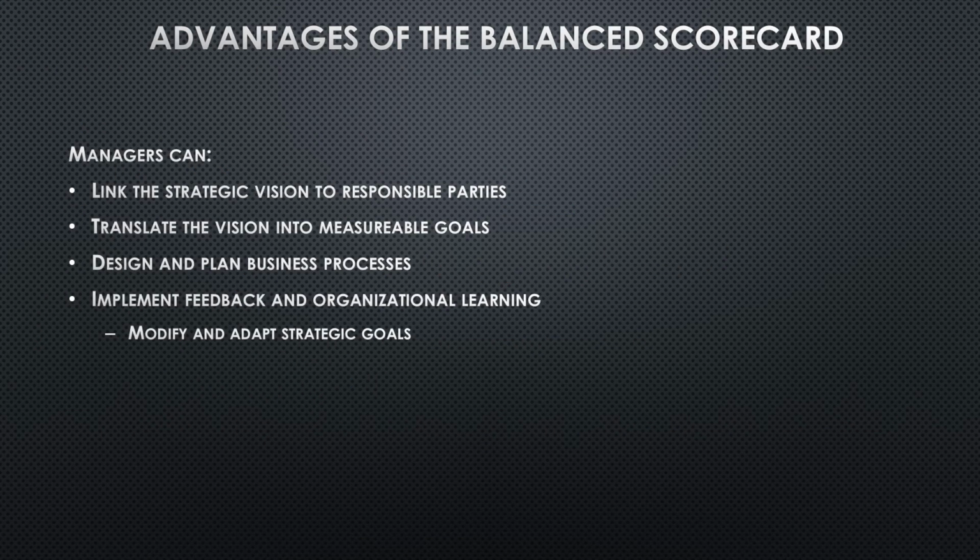The advantages of this balanced scorecard: you can link the strategic vision to responsible parties. You can translate that vision into measurable goals. You can design and plan business processes, and you can implement feedback and organizational learning, and use that to modify and adapt your strategic goals. And again, that's another key part of strategy. Strategy must be dynamic, meaning it changes over time.